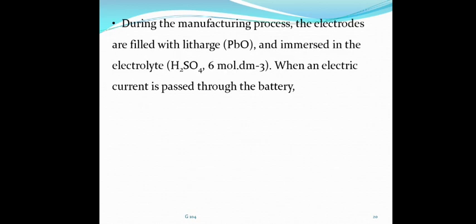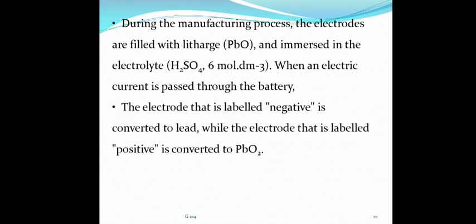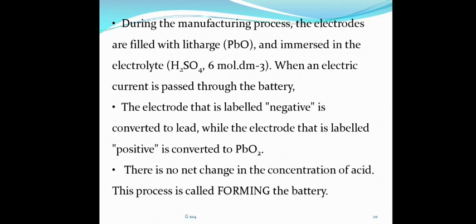So during manufacturing, the electrodes are filled with lead sulfate and immersed in the electrolyte. When an electric current is passed through the battery, the electrode labeled negative is converted to lead, while the electrode labeled positive is converted to PbO2. There is no net change in the concentration. The process is called forming the battery. So that is how the battery is prepared, as they have given here.